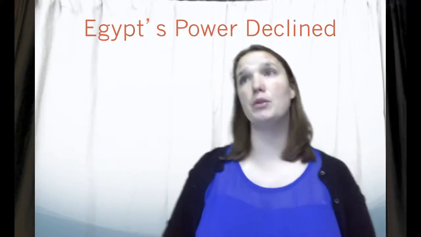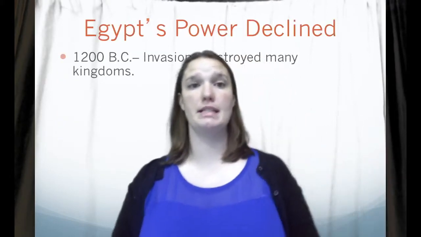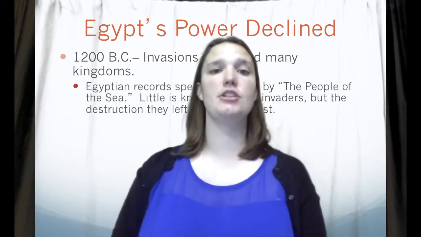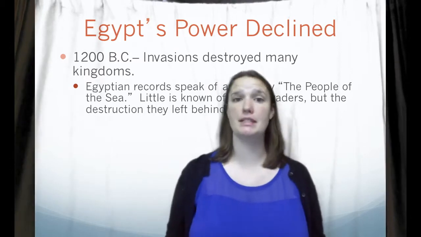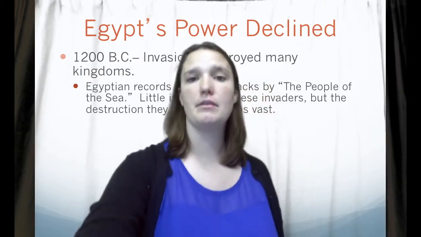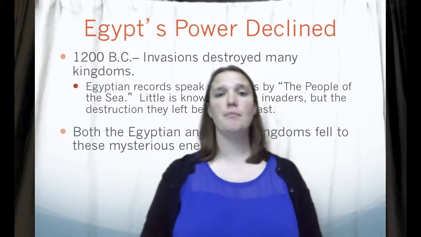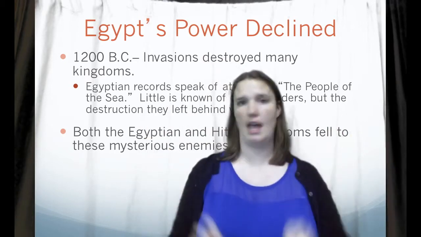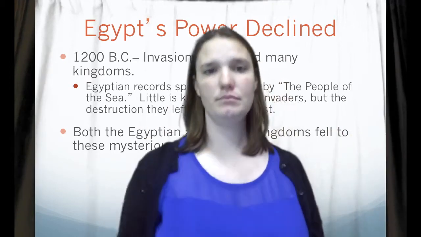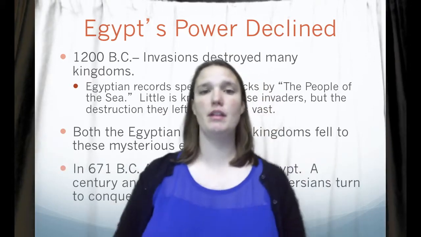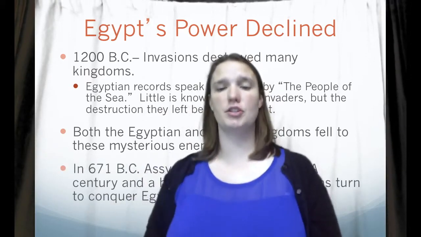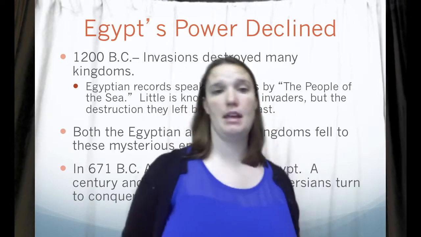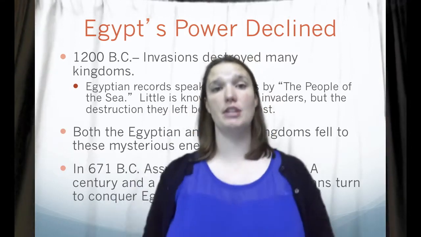And then we see Egypt's power declining in 1200 BCE, and it's destroying many kingdoms. The Egyptians were attacked by the people of the sea, and it didn't go well. Both the Egyptians and the Hittite kingdoms ultimately fell to this mysterious enemy, the people of the sea. And in 1671, the Assyrians took over Egypt and then we have the Persians coming in later on to conquer the rest of Egypt.